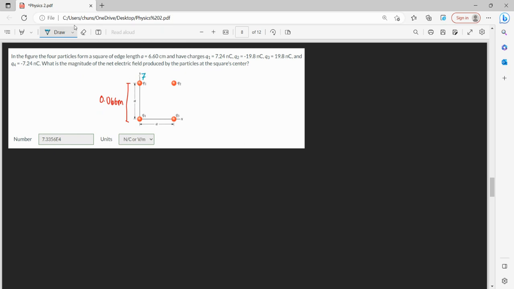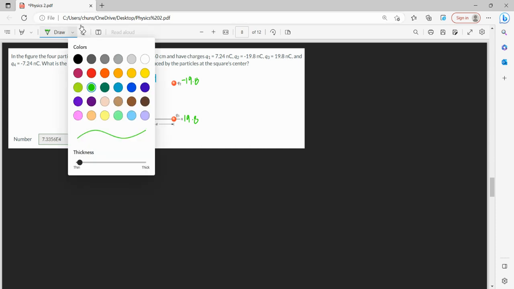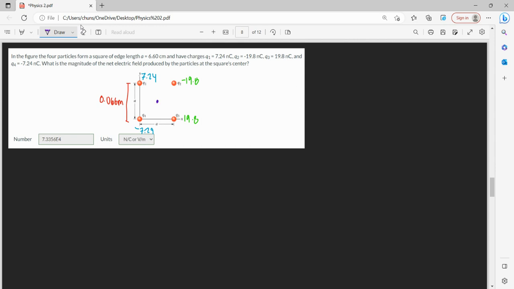So Q1 is 7.24 nanocoulombs, and Q4 is negative 7.24 nanocoulombs. Additionally, we also have Q2 at negative 19.8 and Q3 at 19.8 positive. So we want to know the electric field measured from the center, which means we will need to find out what the separation distance is.